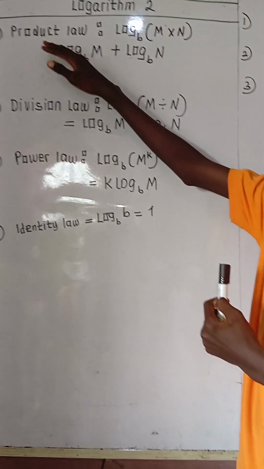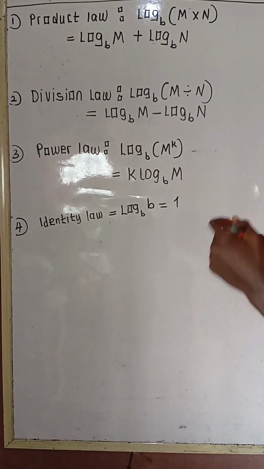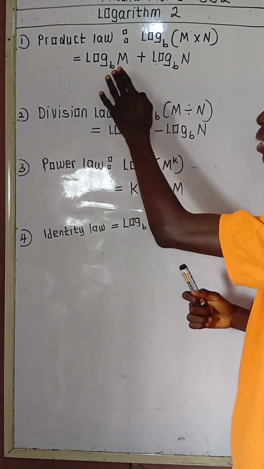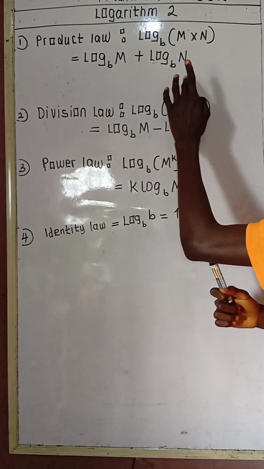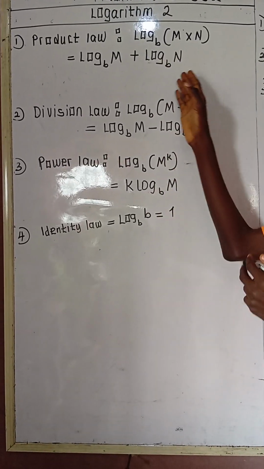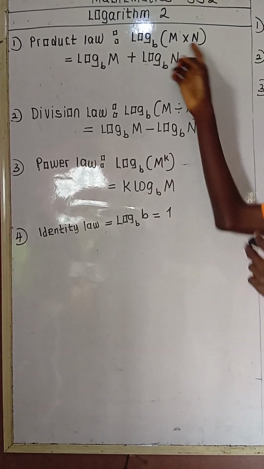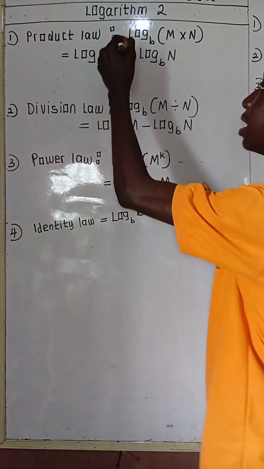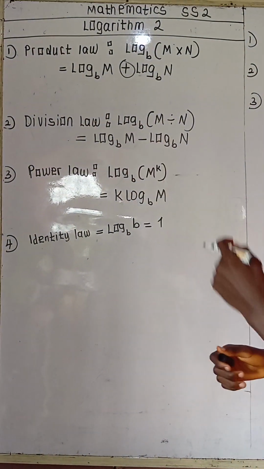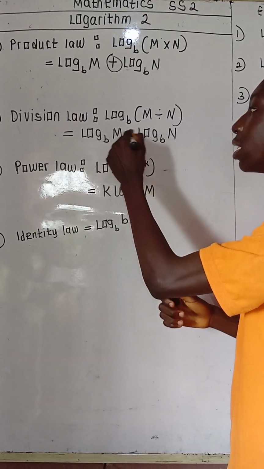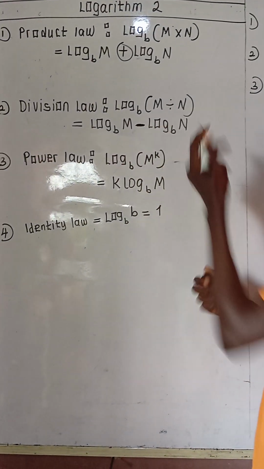And now we have the laws. The first law here is the product law. The product law simply says log m base b plus log n base b. To simplify this, it simply means you're going to be multiplying. Anytime you see the addition, you multiply. Same thing with division, same scenario. If you see the minus sign, then you divide.